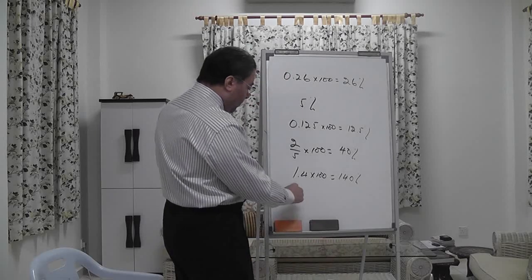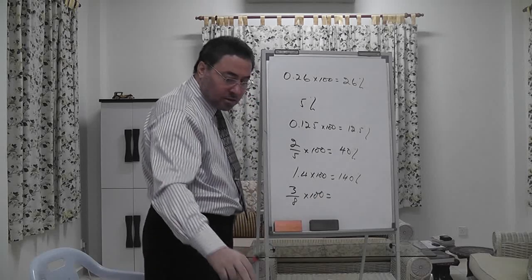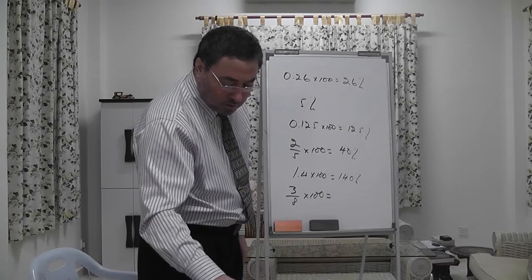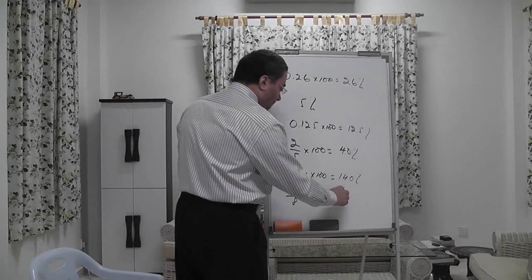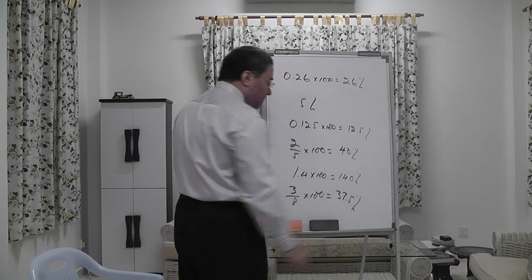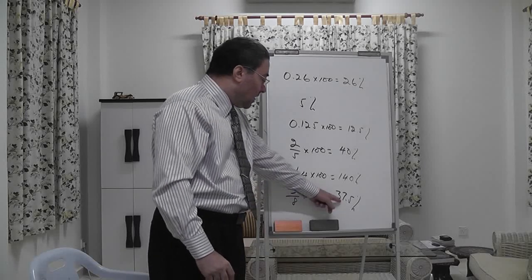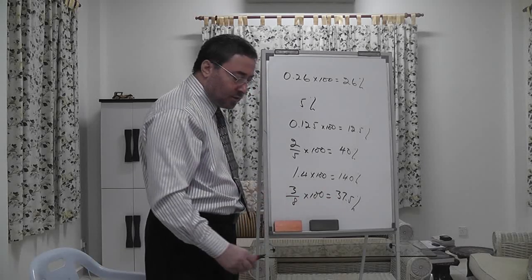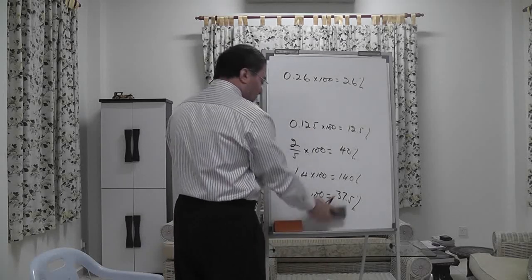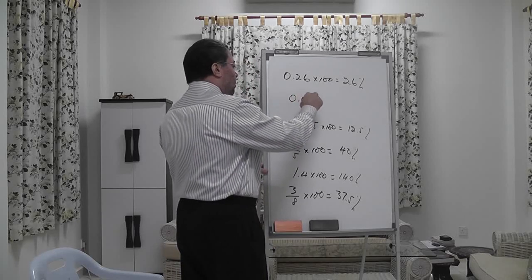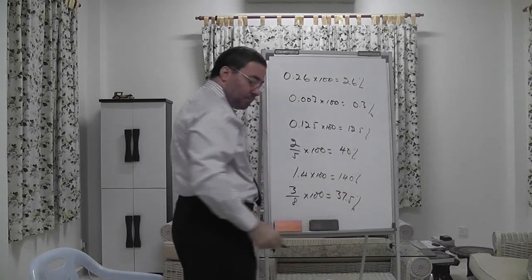Number 13, that's 3 over 8 times 100, and that's 37.5%. We shouldn't forget the percent, because that means this number is divided by 100, and that's how much 3 over 8 is. And finally, 0.003 times 100, and that will be 0.3%.